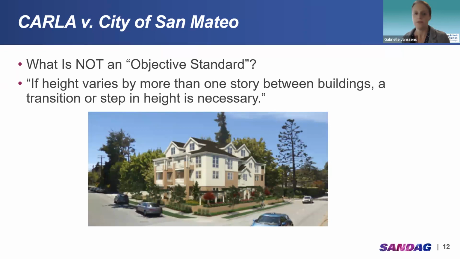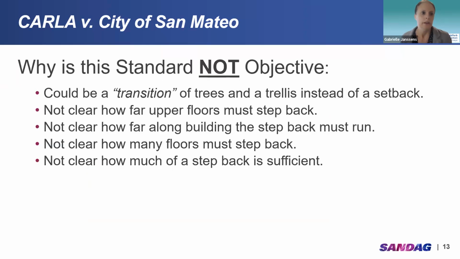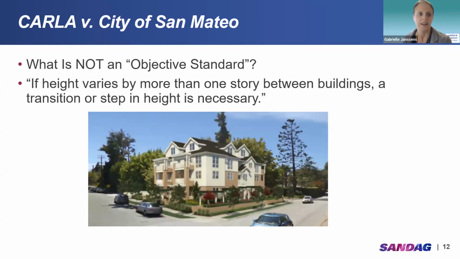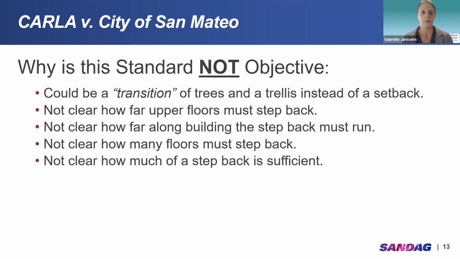All right, let's go to the next slide. So why was that standard not objective? Oh, and I apologize, the standard was actually written on the prior slide. Hopefully you all saw that. If a height varies by more than 1 story between the buildings, the transition or step back in height is necessary. Okay, so if we go to the next slide, we'll go over some questions that were raised that made it so that the standard is not objective.